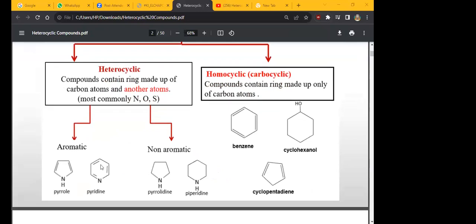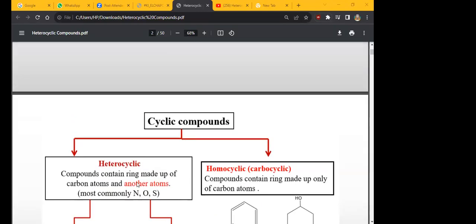An example is this compound here, pyrrole. We see it has carbons and hydrogens, it's a cyclic compound, but again, it's also bonded to a non-carbon atom, which is nitrogen, similar to all these other structures, yeah? So cyclic compounds are divided into two.